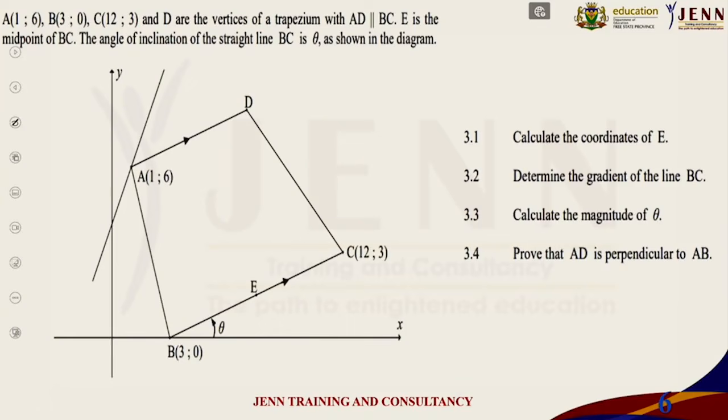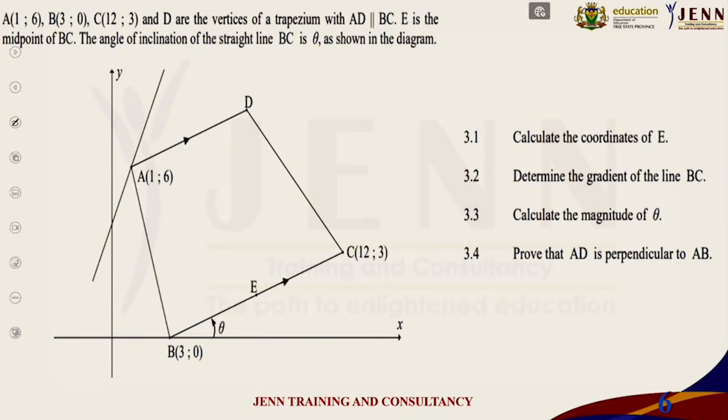Therefore, let us look at this last example. Then I want us to go and do nice things, which is grade 12 analytical geometry. Okay, let us look at this question. What does it say? A has coordinates 1 and 6. B has coordinates 3 and 0. C has coordinates 12 and 3. And D are the vertices of a trapezium with AD parallel to BC.